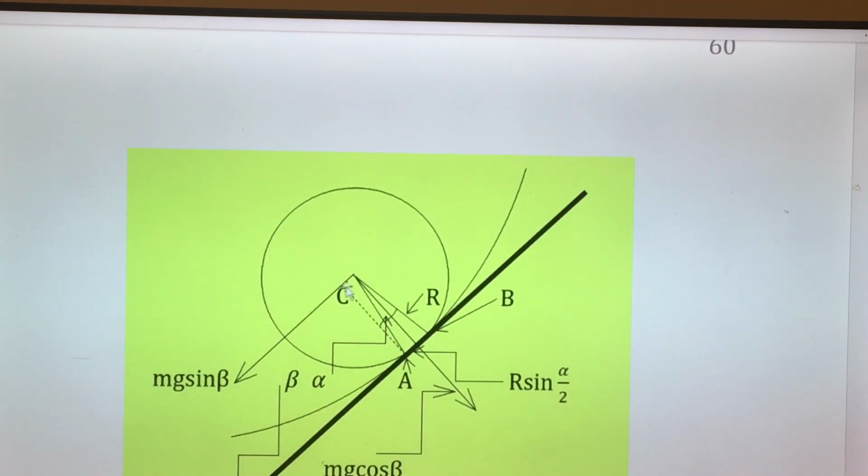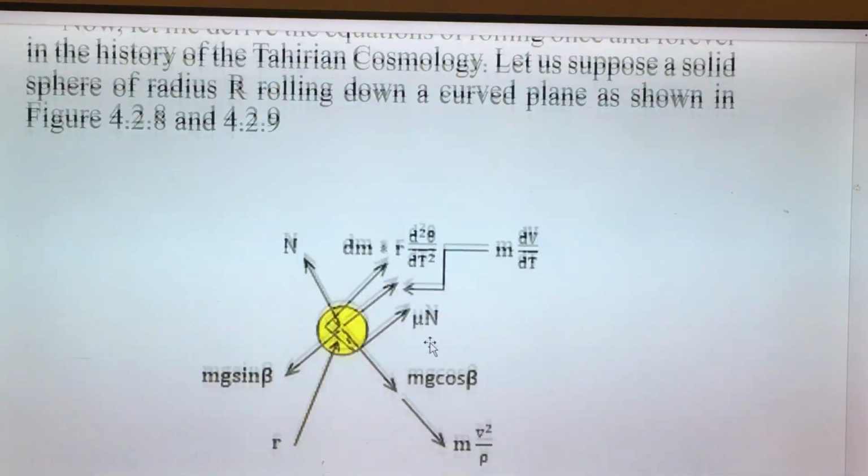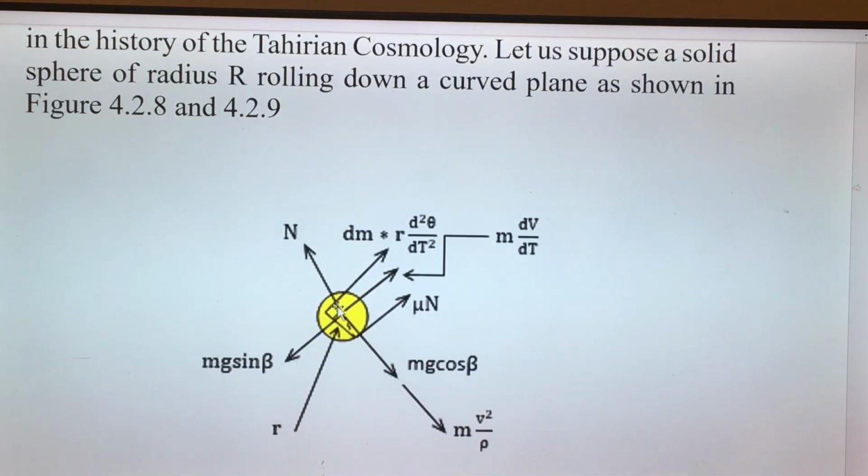But here the toppling is not happening here. Toppling is happening here. So we'll take the moments of the force with respect to this point. And with respect to A, the force is perpendicular to the R. I have drawn the rectangular box to show that this force is perpendicular to the distance R, always.